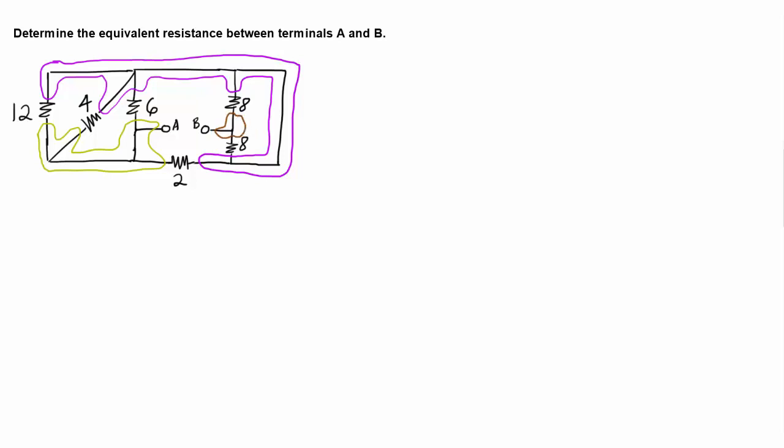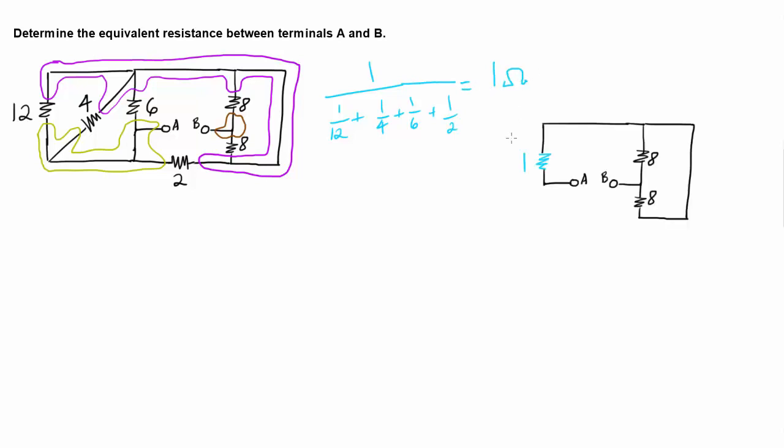Now the reason why we did this is because now we can see that the 12, 4, 6, and 2 ohms are in parallel because they all share two nodes in common, the purple and the yellow node. So that combination is going to be 1 over 1/12 plus 1/4 plus 1/6 plus 1/2. This will be 1 ohm. So let's go ahead and redraw the circuit.